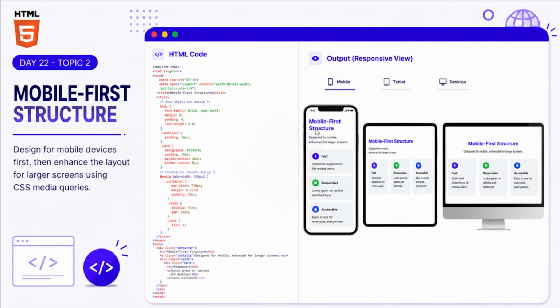So instead of shrinking a desktop website to fit a mobile screen, we start with a clean mobile layout and progressively improve it for larger displays. So how does mobile first work? Design for mobile, add more space for tablet and expand the layout for desktop screens. So this process is called progressive enhancement.